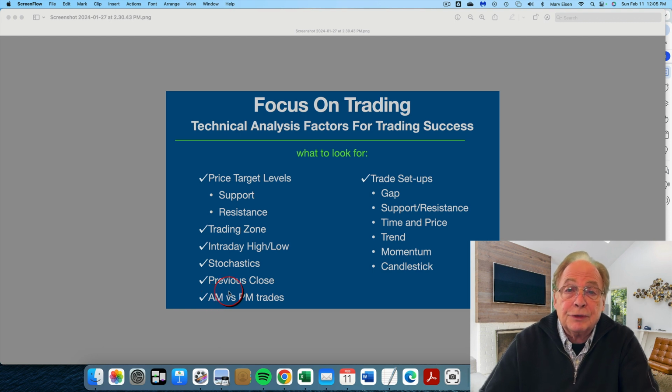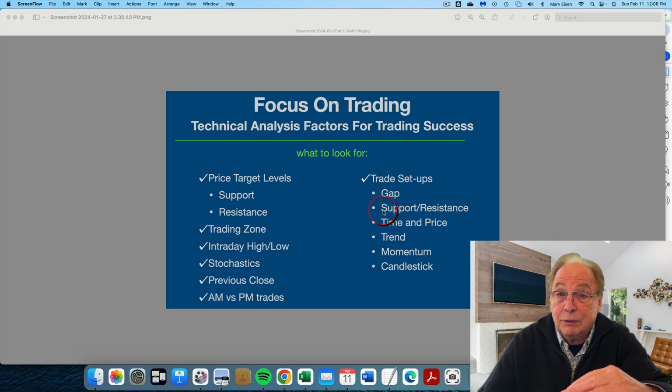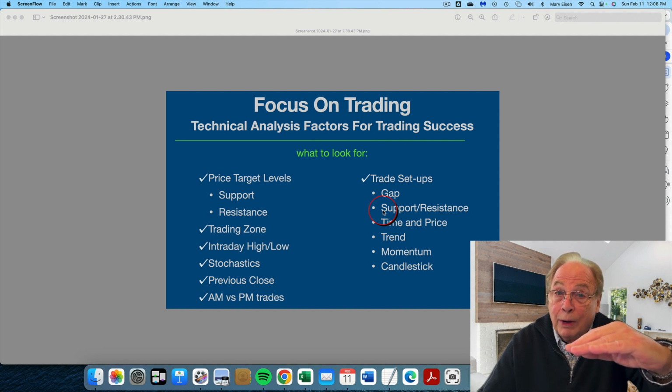I trade them using trade setups, and I teach 6 trade setups in my course at timelessdollar.com. Gap, support and resistance, time and price, trend, momentum, and candlestick, GST, TMC. And these trade setups relate to numbers. The gap trade is the number of the previous day's close. Support and resistance is a price level or a number where there's support and where there's resistance.